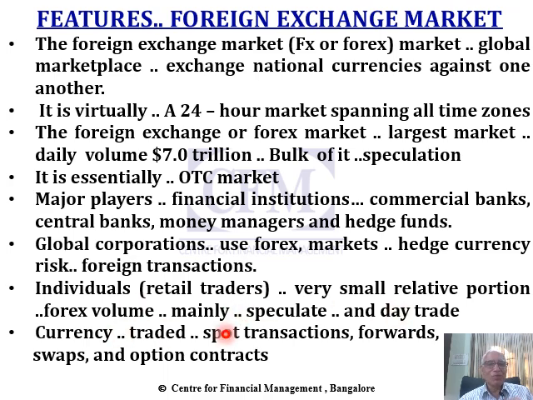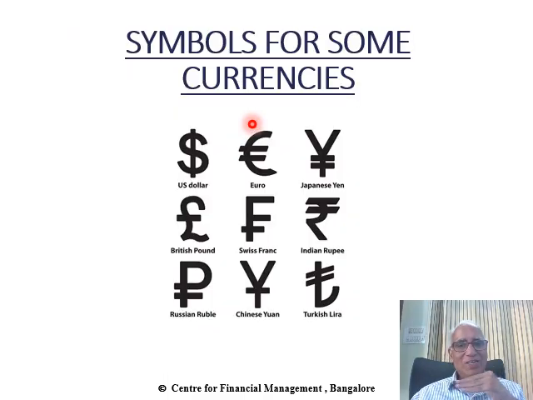Currency is traded in spot transactions, forward transactions, swaps, and option contracts. The symbols for some currencies are shown here: US dollar, euro, Japanese yen, British pound, Swiss franc, Indian rupee, Russian ruble, Chinese yuan, Turkish lira.